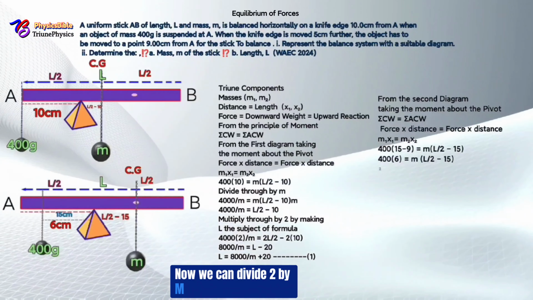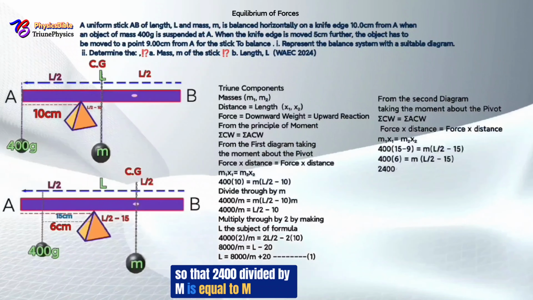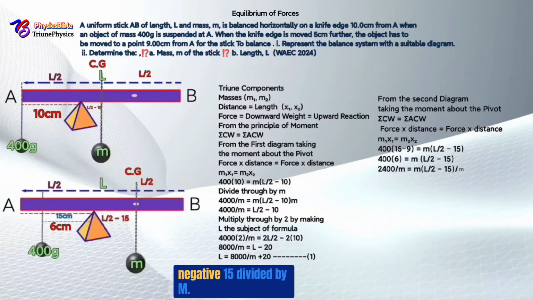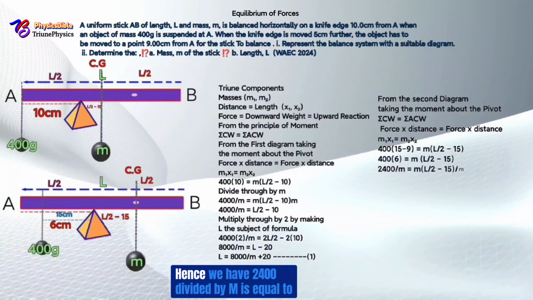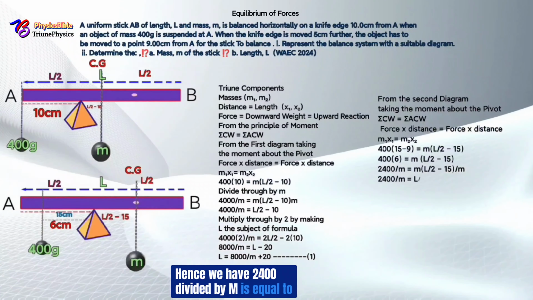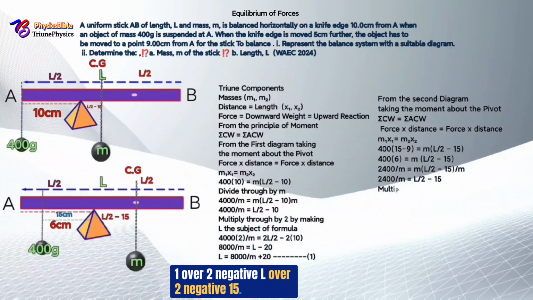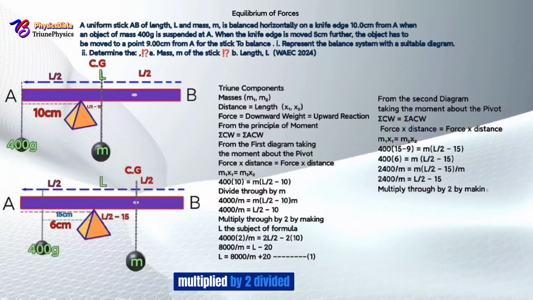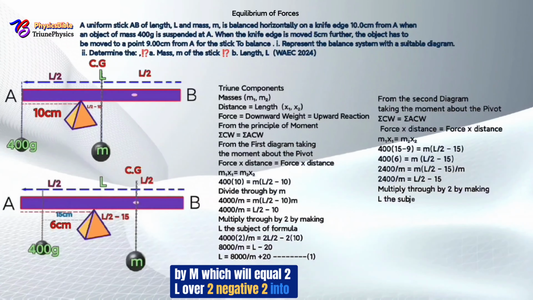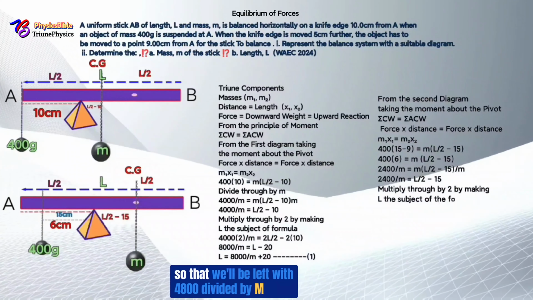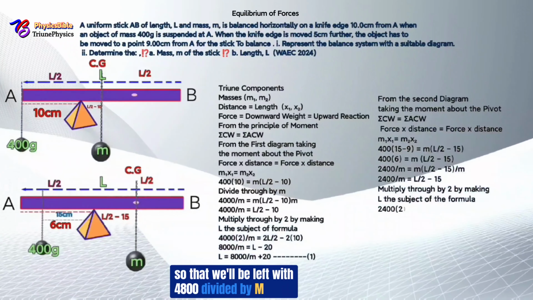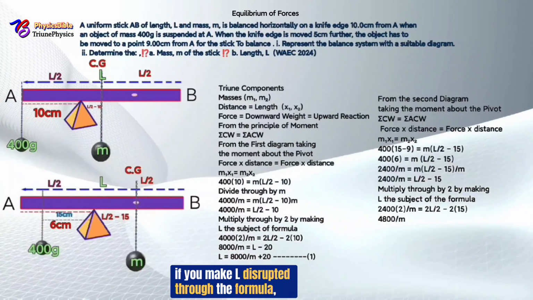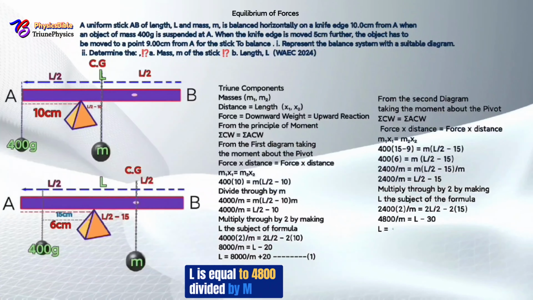Now we can divide through by m, so that 2,400 over m is equal to m into (L over 2 minus 15) divided by m. m will cancel m. Hence we have 2,400 divided by m is equal to L over 2 minus 15. Now if we multiply through by 2, we can have 2,400 multiplied by 2 divided by m, which will equal 2L over 2 minus 2 into 15. So that we'll be left with 4,800 divided by m is equal to L minus 30. Then if you make L the subject of the formula, L is equal to 4,800 divided by m plus 30.